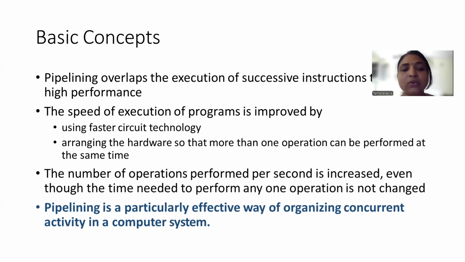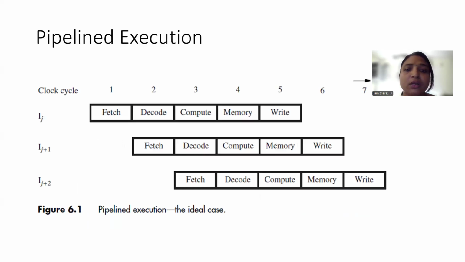In general, a typical definition of pipelining is an effective way of organizing concurrent activity in a computer system. Let me take a 5-stage pipelined processor. The first stage is fetch, the second stage is decode, the third stage is execute or compute, the fourth stage is memory, and the fifth stage is write. You can also take maybe a 2-stage or 3-stage pipeline, but here I have taken an example of a 5-stage processor.